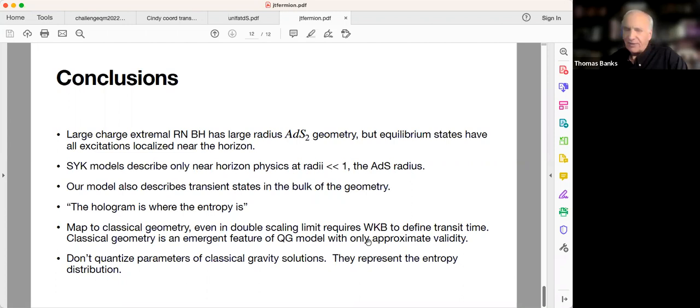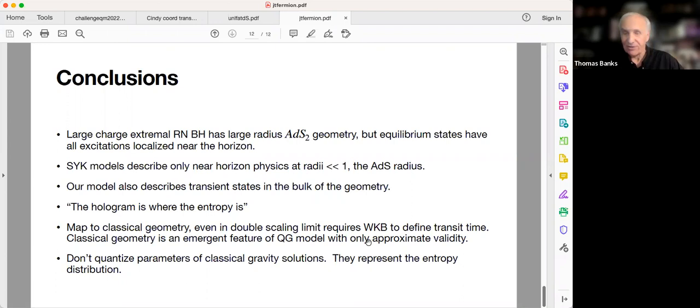Another interesting feature, I don't completely know what to make of this, is that both in this work and the earlier work I did on linear dilaton gravity, even in the double scaling limit, to map to classical geometry, you have to use the WKB approximation, because in order to make the map between classical geometry and the motion of fermions, you have to define a transit time for the fermions and relate that to a time traversing a certain causal diamond in the bulk. And that transit time in quantum mechanics is not a usually well-defined quantity. It is in the WKB approximation. So in some sense, even in the double scaling limit, classical geometry is somehow emergent in that it seems to require the WKB approximation to the quantum mechanics.